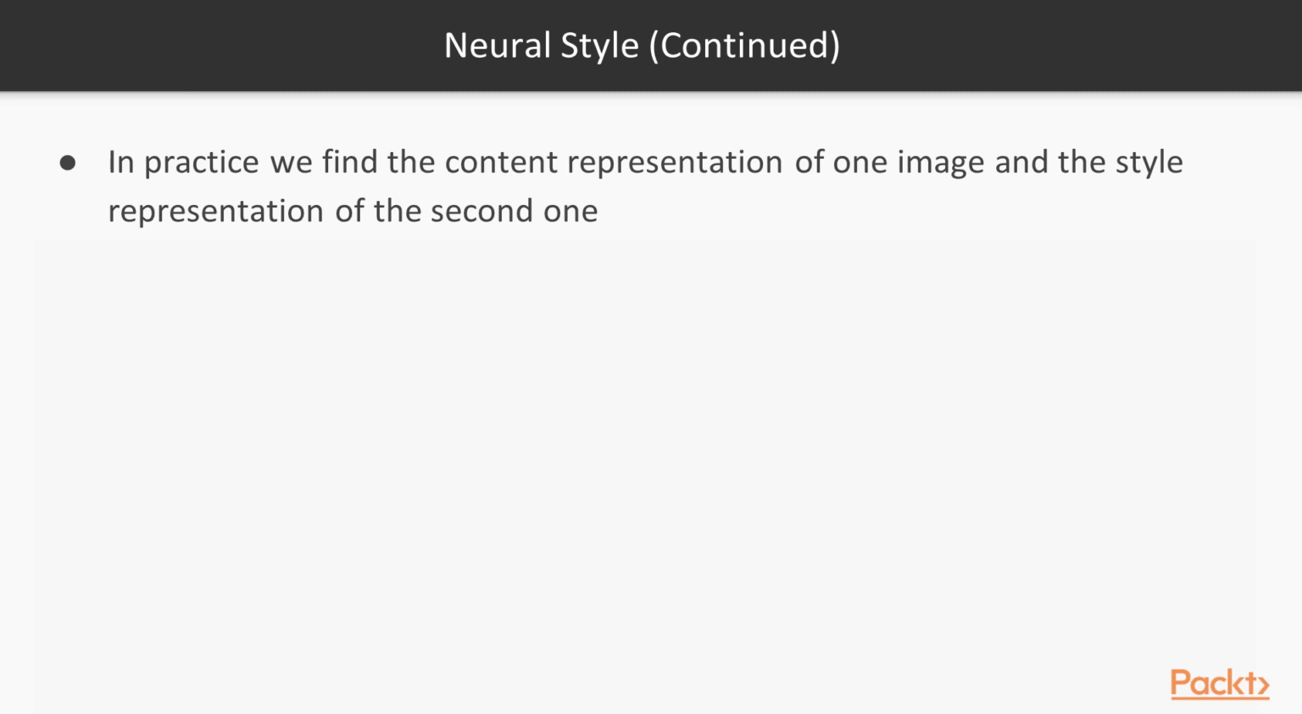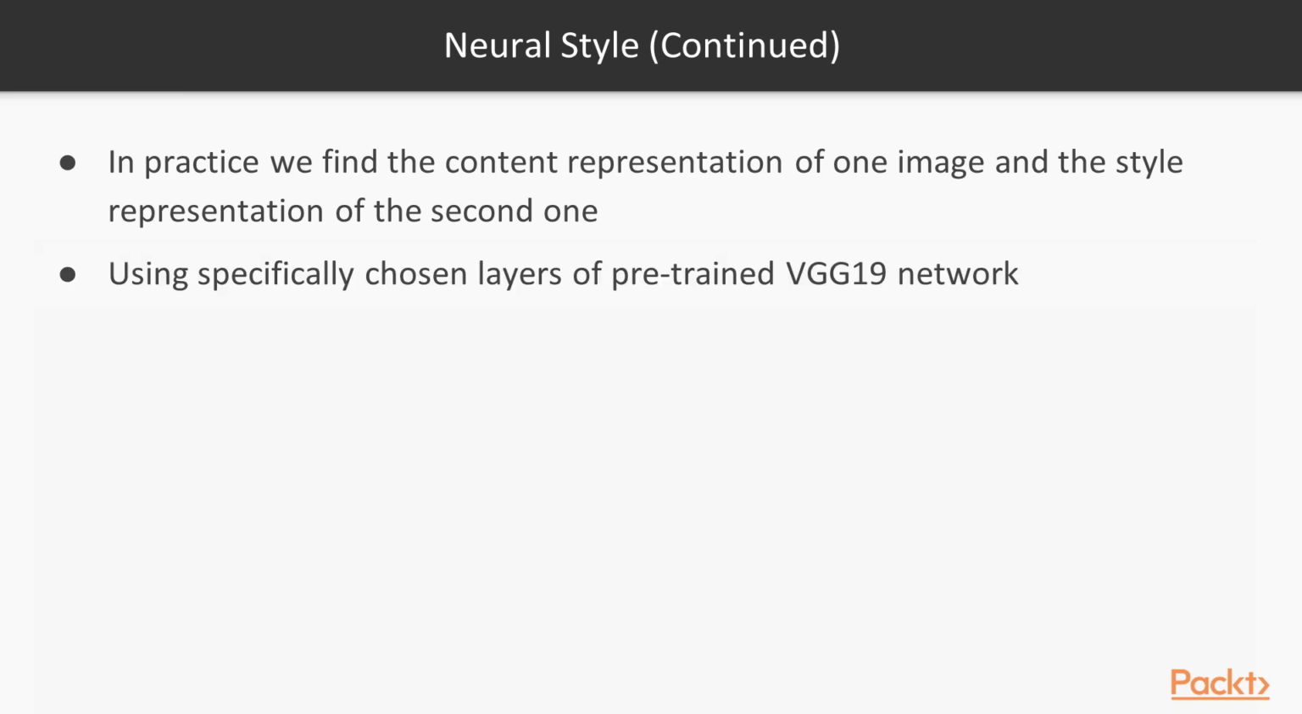So in practice, we first find the content representation of the first image. This is the building image, the one that has a structure that we can recognize. Then we also extract from the same network the style representation of a different image. In the previous example, we had this painting that didn't really have a lot of structure, but it has a lot of color and a lot of interesting textures. Depending on whether we are extracting content or style, we are using different layers from a pre-trained VGG19 network. This is the same network that we've used in previous sections.